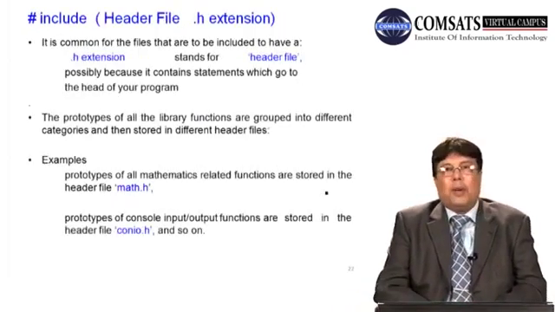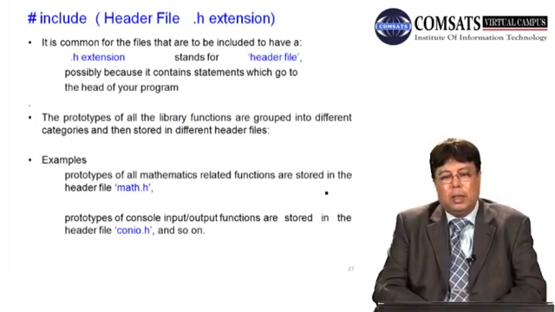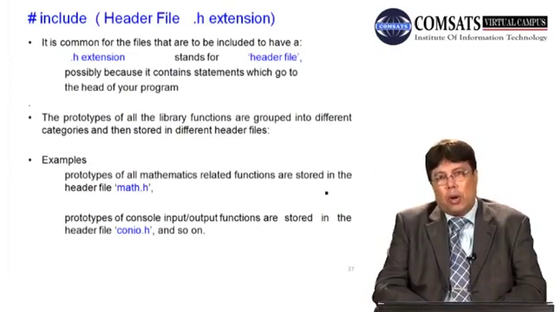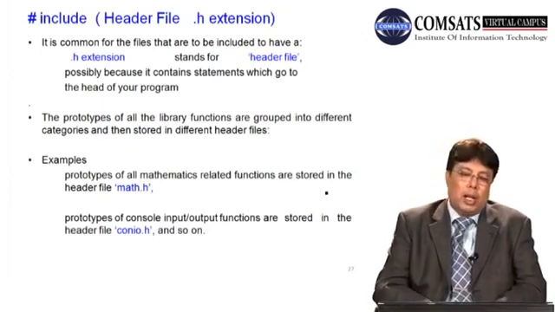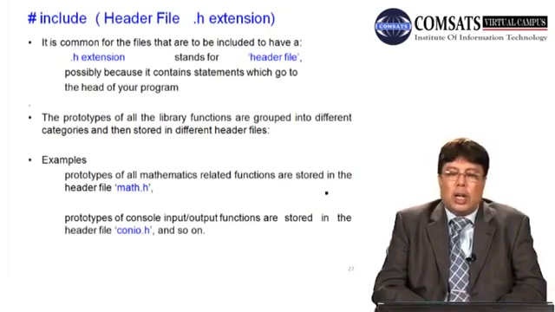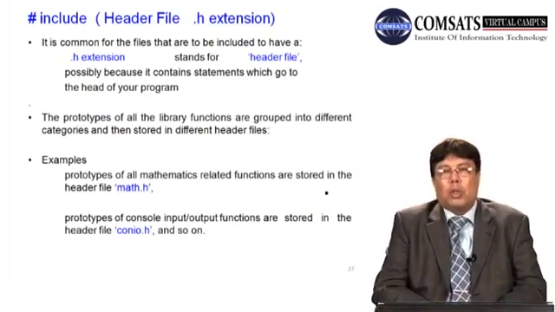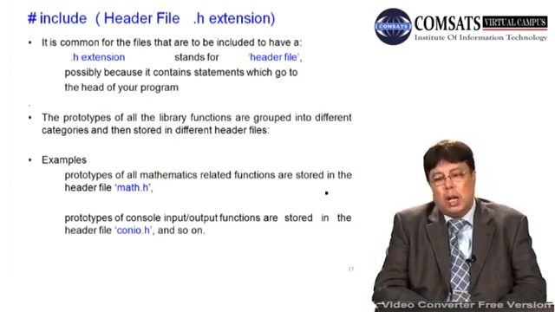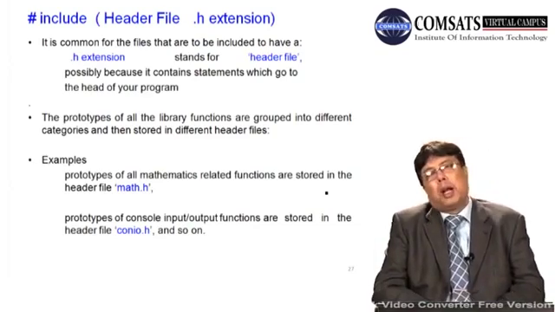Okay, अब ये फाइल है कौन सी? Usually we call it a header file with an extension .h, iostream.h or stdio.h, conio.h, console.io.h. So the .h extension stands for header file. Possibly we call it a header file because it contains the statements which go to the head of our program.